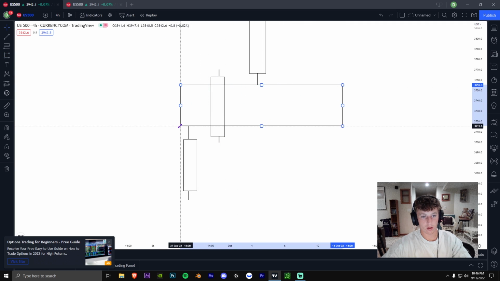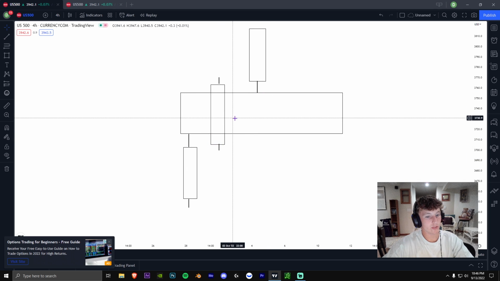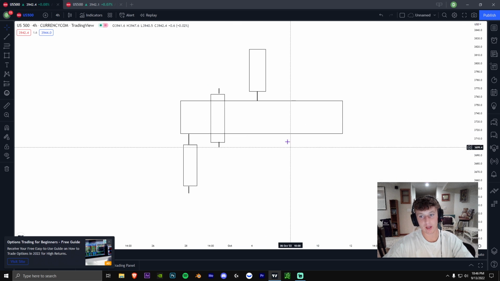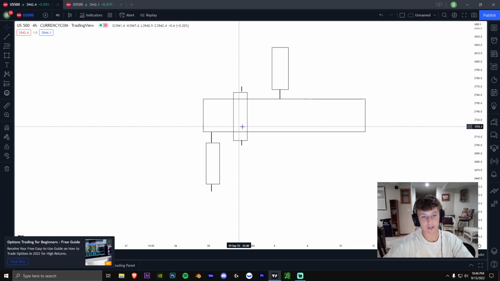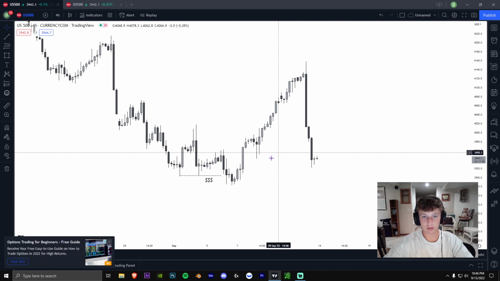So do you notice how this wick and this wick does not overlap? So you can see it creates this gap within this candle. That's what a fair value gap is. Same thing goes for bearish candles, okay? So bearish candles, same thing. So let's go over a few examples.